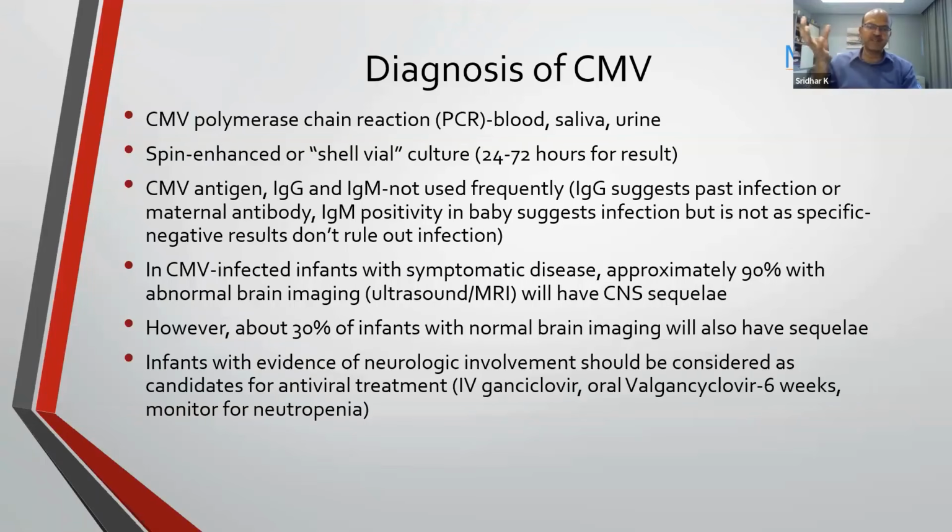If IgM is positive in a premature baby, it usually suggests a past infection and the symptoms could be related to that. Or if the baby who was having only IgG at birth seroconverts later, it may indicate postnatal CMV.